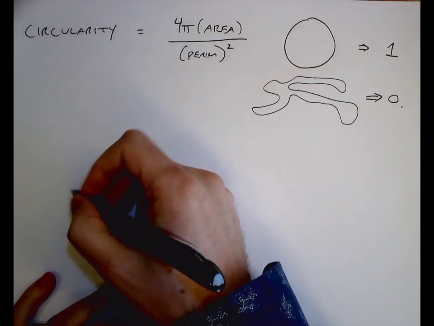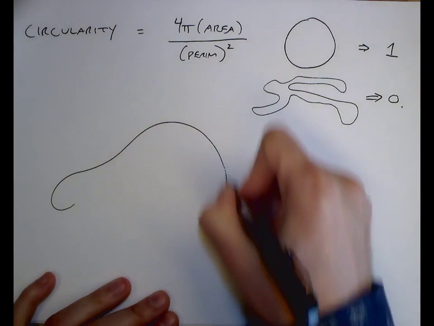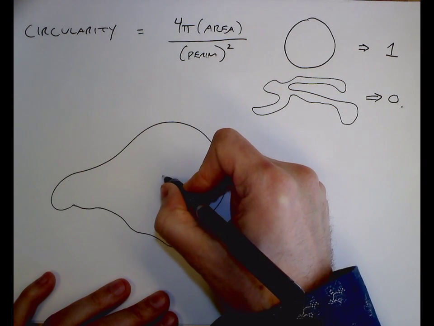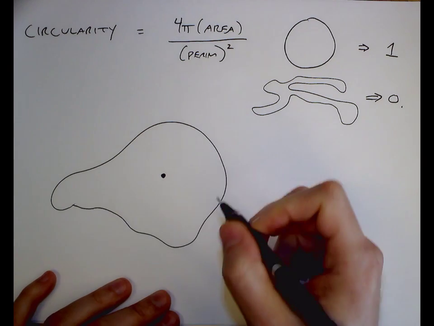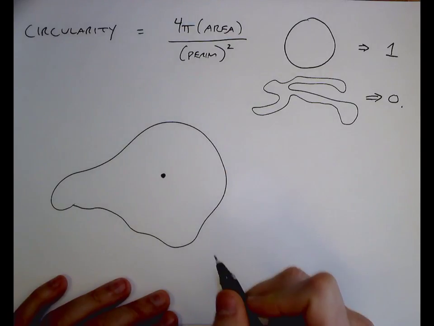Another important property of an object is its centroid. So again, let's go back to some kind of arbitrary blob. The centroid is kind of like the center of mass of the object. So it's not the middle of the bounding box. It's related to where most of the pixels are located, right?